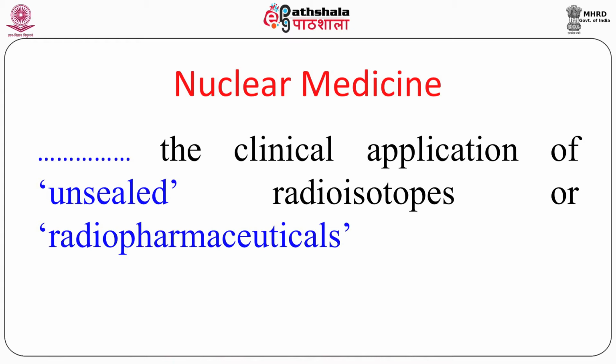This radiopharmaceutical is administered into the human body, and finally whatever radiation is coming out is detected by a device which we call a gamma camera or SPECT or PET, but nowadays we have a hybrid technology where two types of scans can take place, like PET-CT and SPECT-CT.